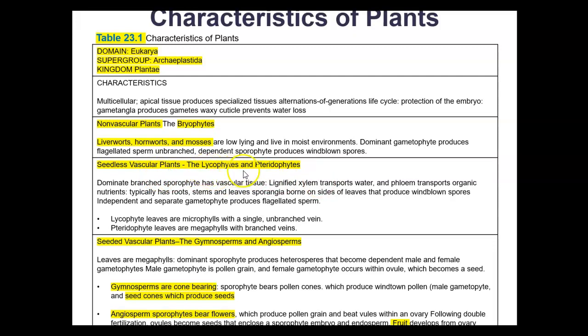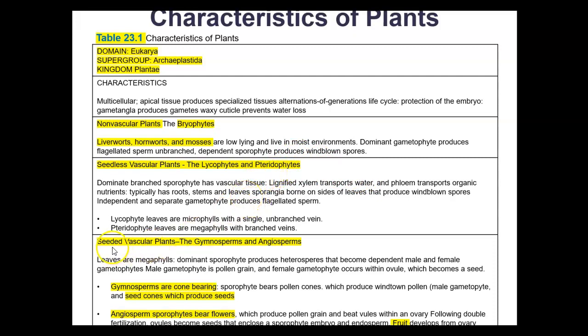The lycophytes, which are often called the club mosses, even though they are vascular, so they're not a true moss. The lycophytes, or club mosses, have vascular tissue, but they produce spores. And the pteridophytes include the ferns and the horsetails and the whisk ferns. So the lycophytes and the pteridophytes are the 2 seedless vascular plants.